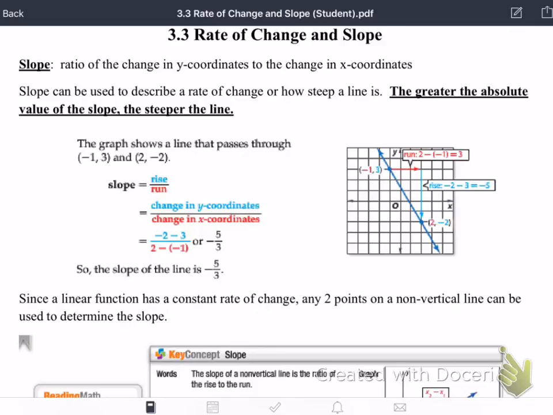There's an example that's done for you here. One thing to note is that the greater the absolute value of the slope, the steeper the line. So if you have a slope of positive 2 versus a positive 1/4, the slope of 2 will be a steeper line. If we scroll down a little bit, we can get to how to find a slope when we have two coordinate points.